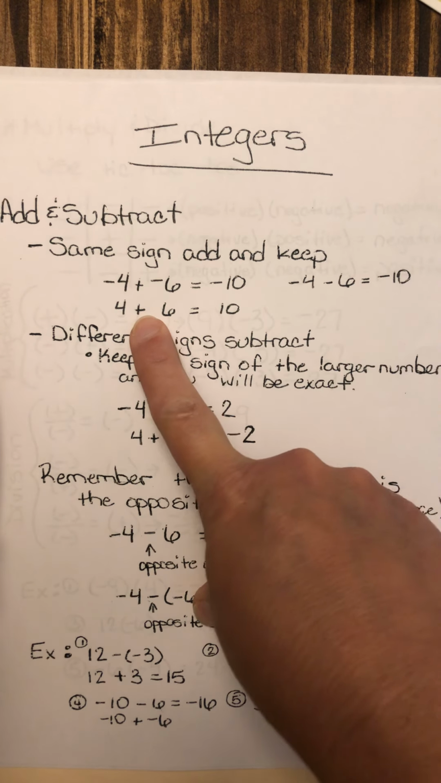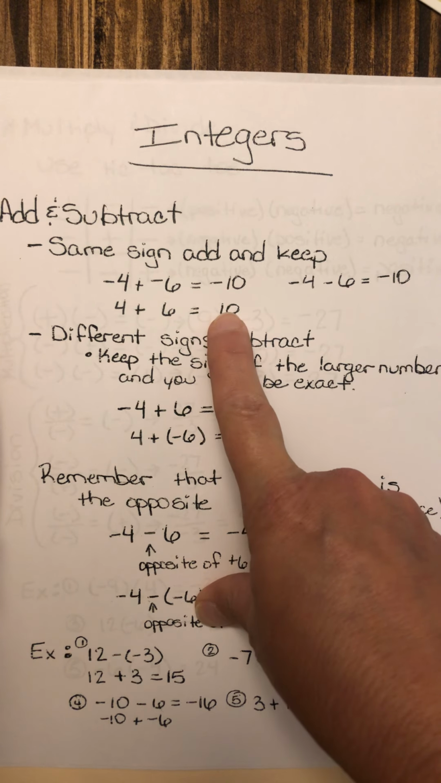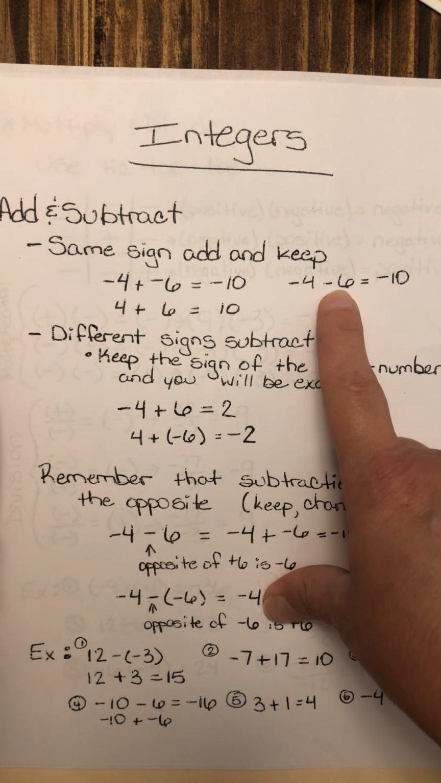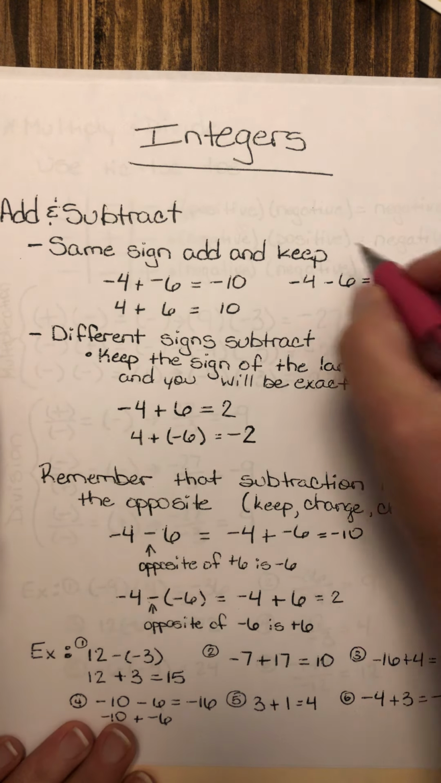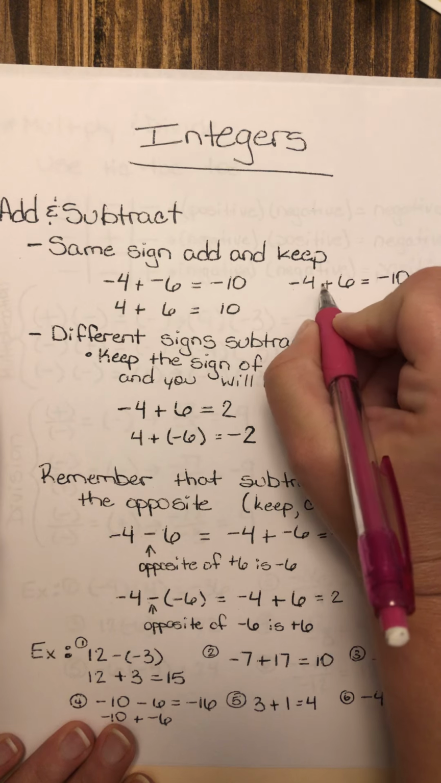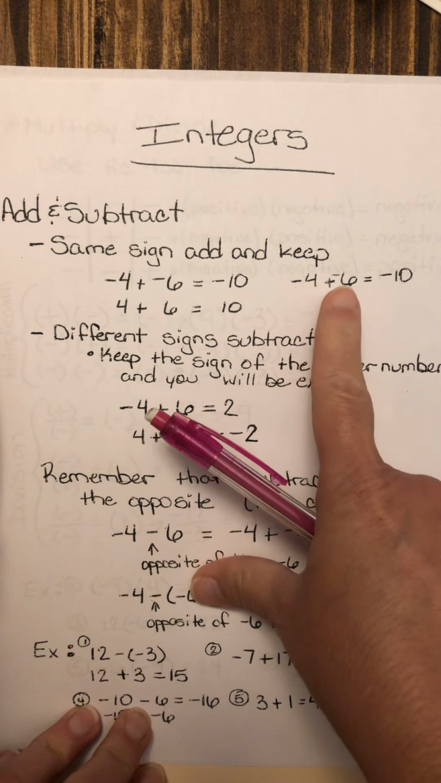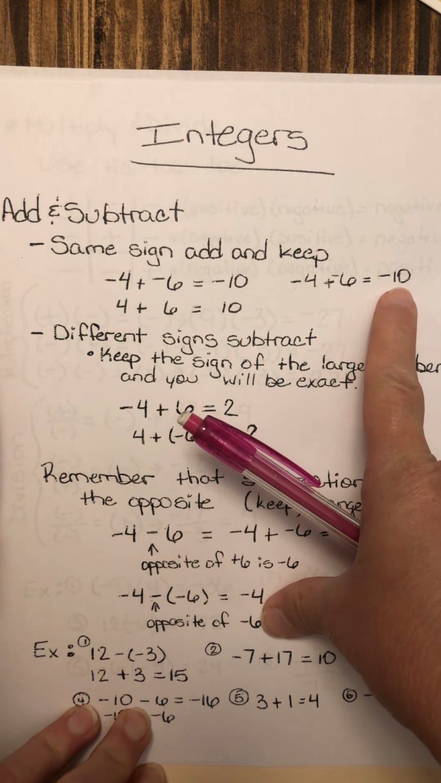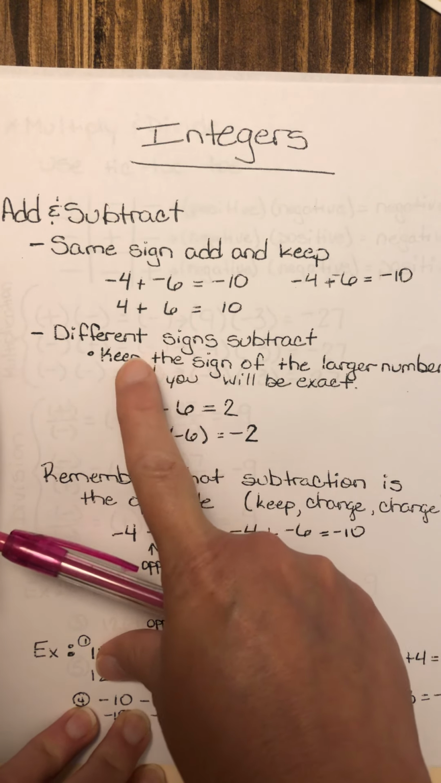Here, two positives. Same sign, it's going to be positive. 4 plus 6 is 10. Over here it says -4 minus 6, but if you remember our rule, we're adding the opposite. So you keep change. -4 plus -6. Now, negative and negative, so it's going to be negative, and I add them, which is 10, -10.